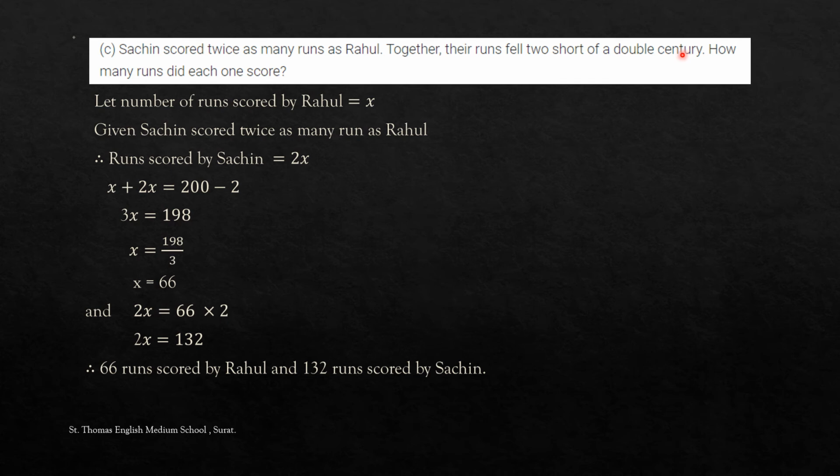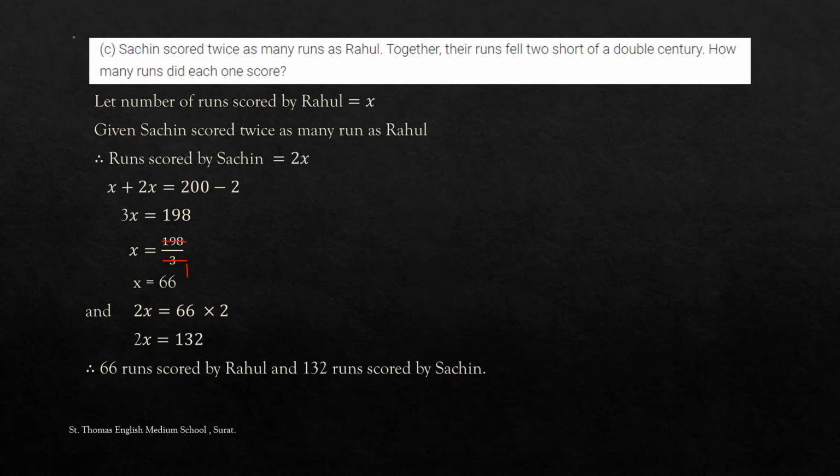That means 2 less than a double century, and a double century means 200. 2 less than 200 means 200 minus 2. Together means we have to add the number of runs scored by Rahul, that is x, plus the number of runs scored by Sachin, that is 2x, is equal to 200 minus 2. Now x plus 2x is 3x, because where there is no coefficient you count it as 1. 2 plus 1, that is 3x, is equal to 200 minus 2, that is 198. So x is equal to 198 divided by 3. Now we can cut; those who don't know cutting, you can divide 198 by 3.